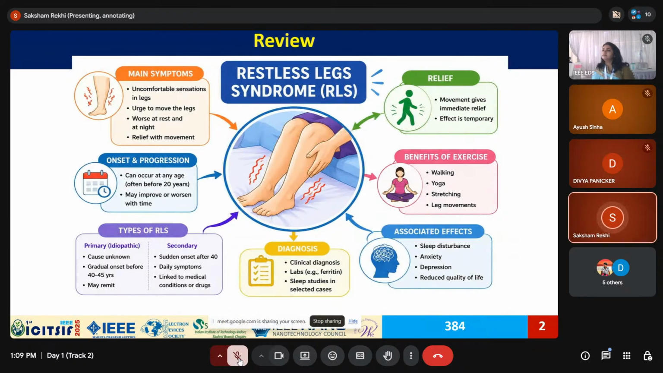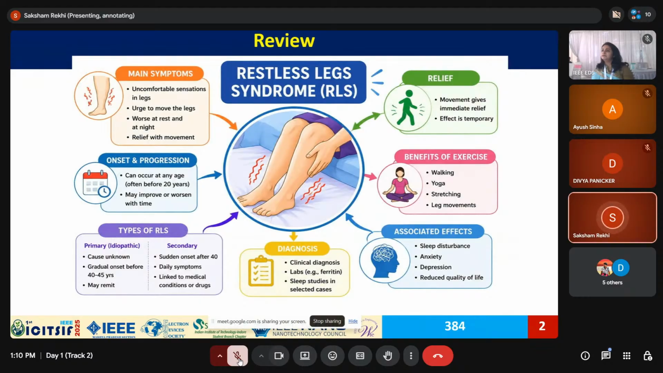Primary is where the cause is unknown. Secondary is caused by sudden onset after 40 years of age. Primary is gradual in onset before 40 to 45 years of age. It may remit. Secondary has daily symptoms and it is linked to medical conditions or drugs.